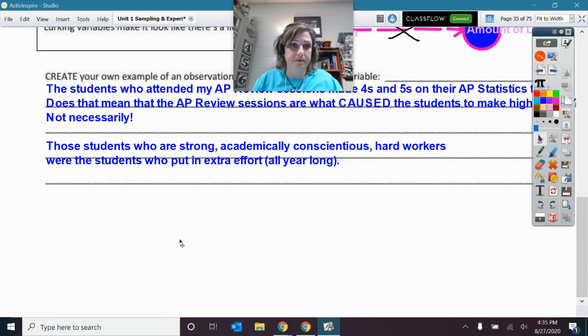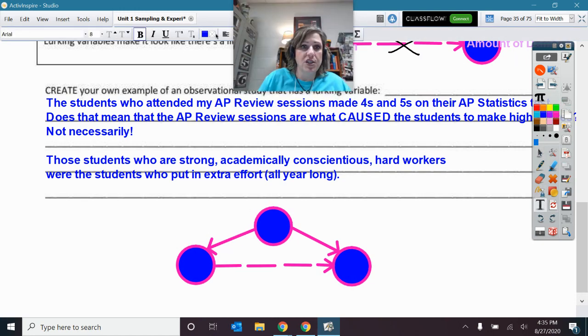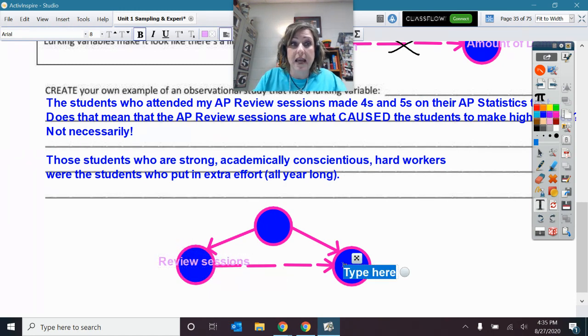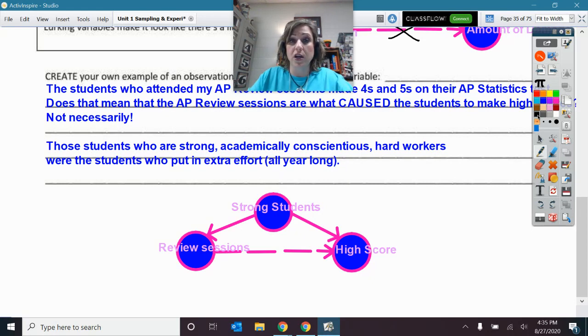So here's what was happening. Go back to what we had. Okay. So we had the AP review sessions. And it appeared as though the review sessions were what made students have a high score. Okay. All right. But it helped. It was part of it. But is it maybe because those are strong students academically? So, truthfully, what happened was these strong students, and they were very conscientious, go to the review sessions.